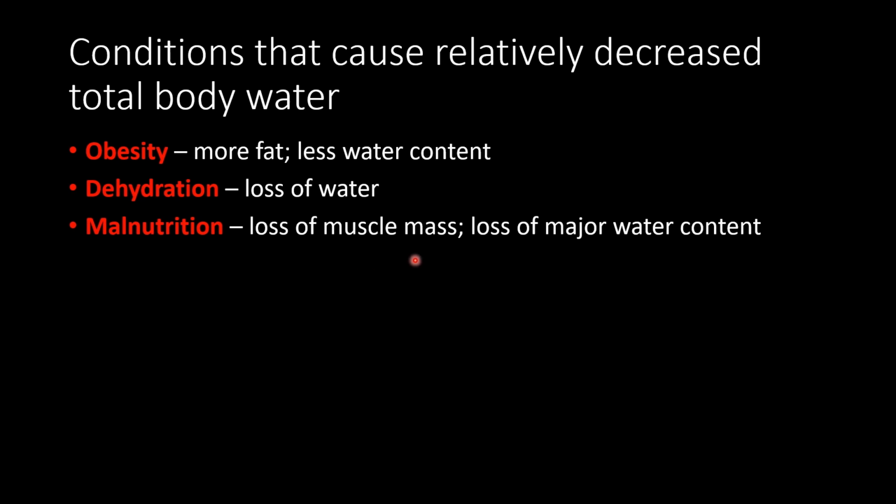Malnutrition: loss of muscle mass will be there in malnutrition. Muscle is rich in water, so there is loss of a major water content. That's why malnutrition is a cause of decreased body water.